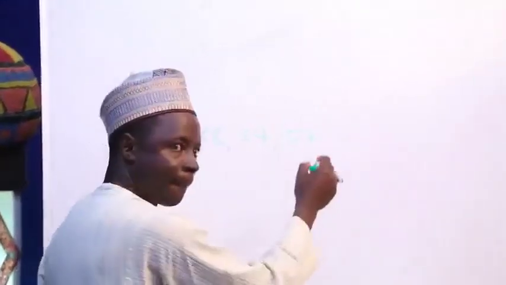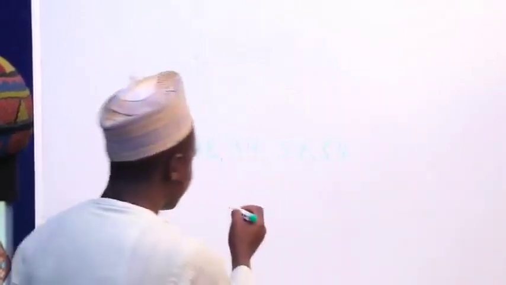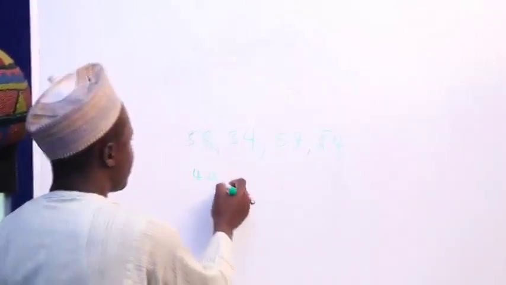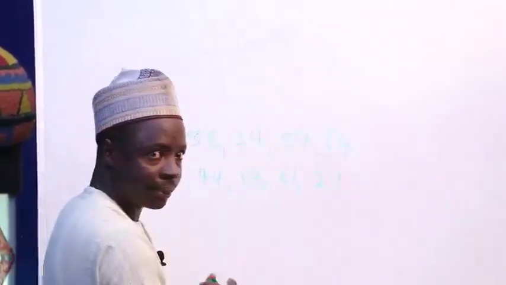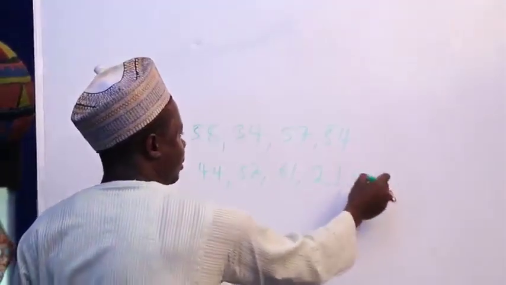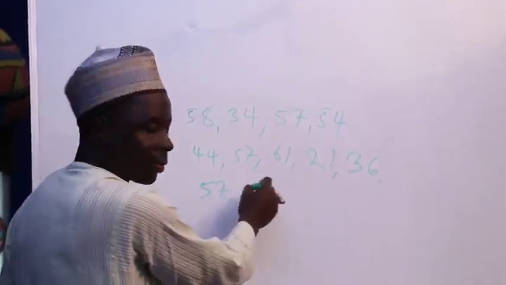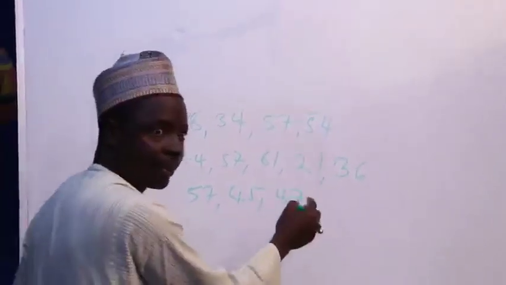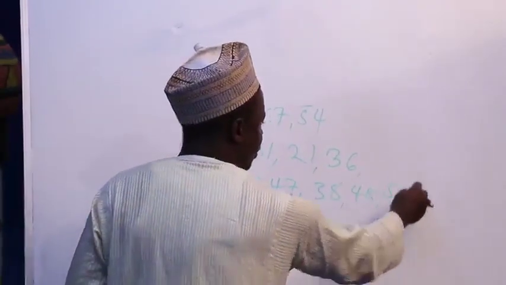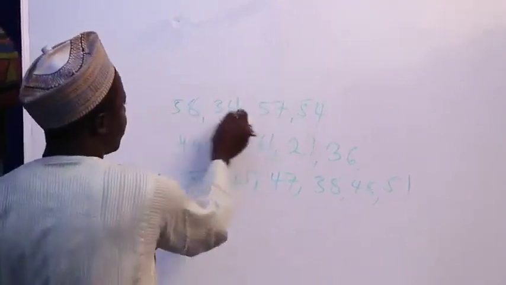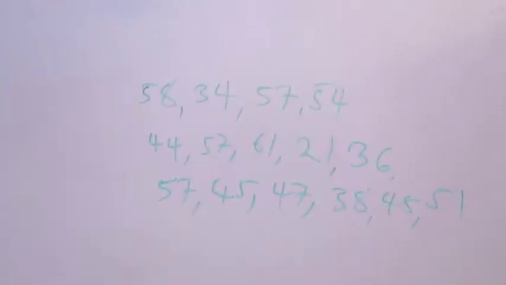57, 54, 54, 44, 57, 61, 21, 36, 57 again, and 44, 47, 38, 48, 51. Then we have 1, 2, 3, 4, 5, 6, 7, 8, 9, 10, 11, 12, 13, 14, 15. These are the scores of the 15 students.